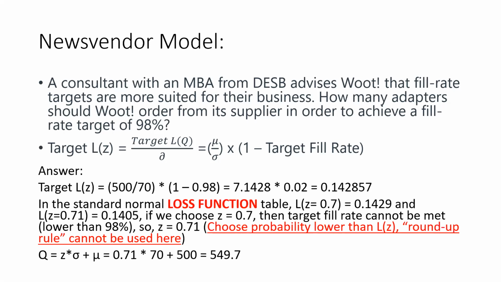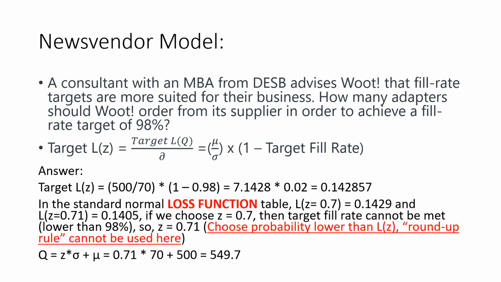L of Z is equal to 500 divided by 70 times 1 minus 0.98, because it's 98%. So L of Z is equal to 0.142857. When you see L of something, you go check the loss function table. This is a normal distribution, so you check the standard normal loss function table. I find when Z is equal to 0.7, L of Z is equal to 0.1429.